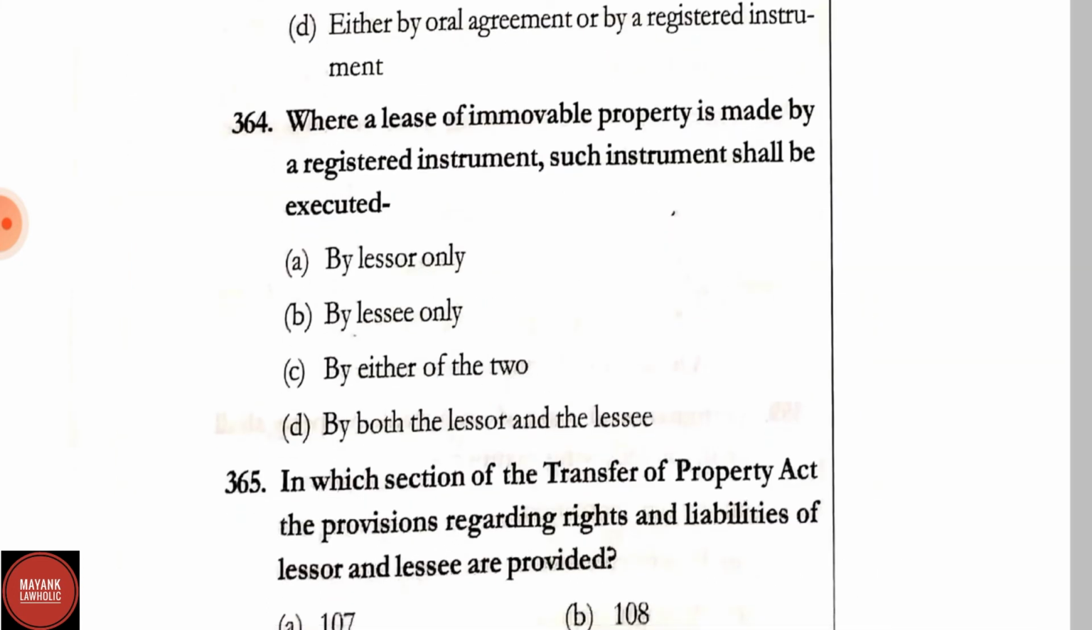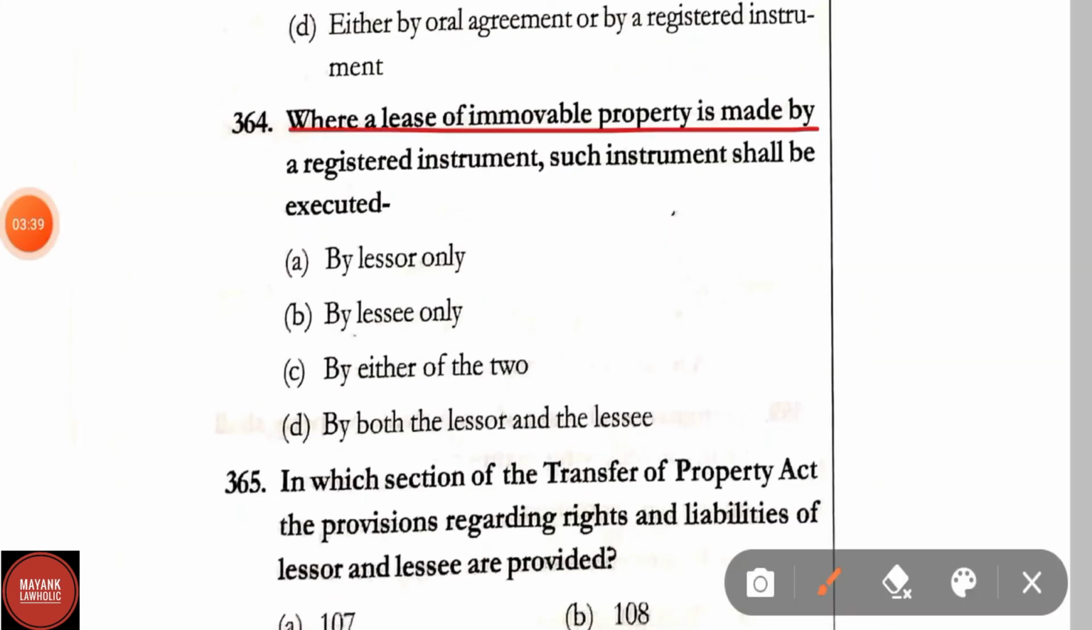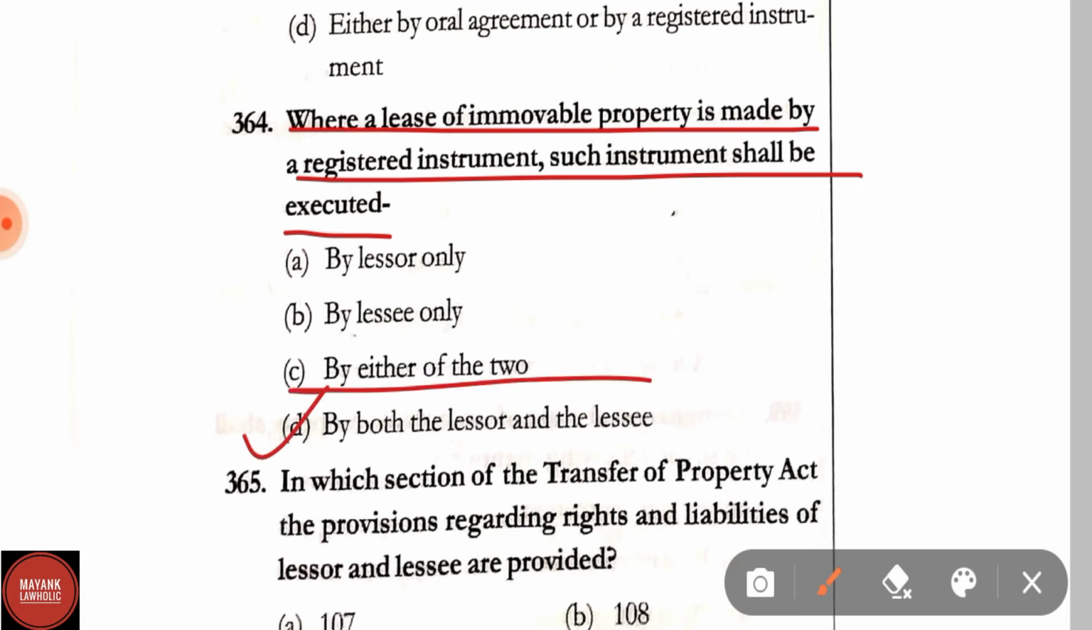Question number 364. Where a lease of immovable property is made by a registered instrument, such instrument shall be executed by the lessor only, by the lessee only, by either of the two, or by both the lessor and the lessee. Here the correct answer is option D, that is, by both the lessor and the lessee.